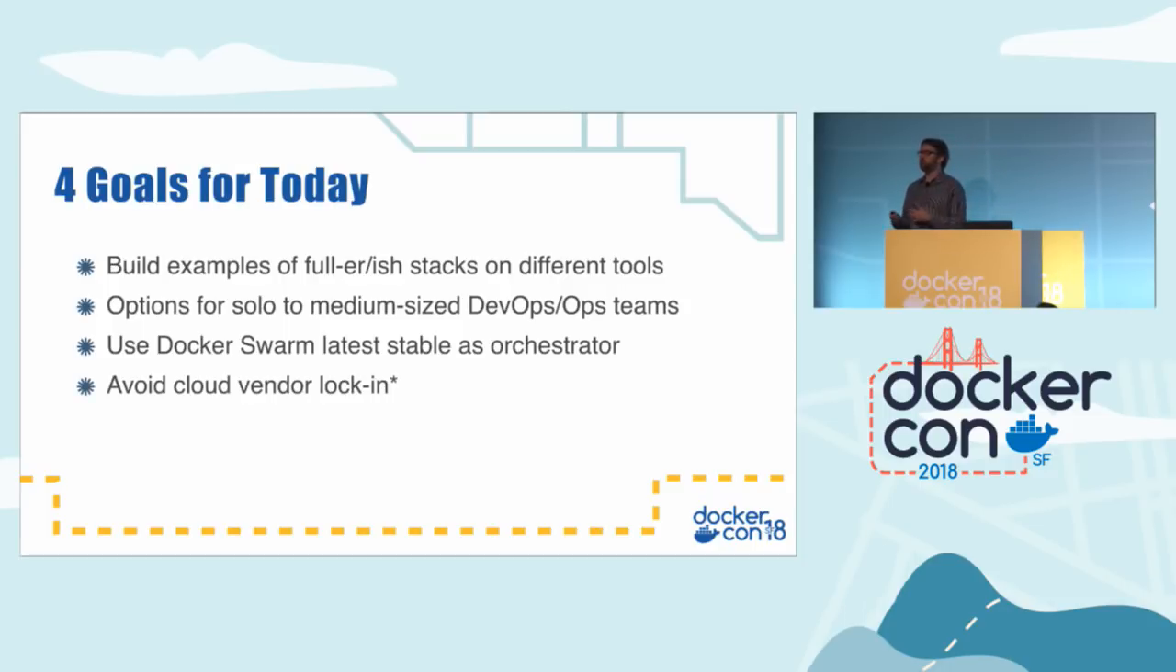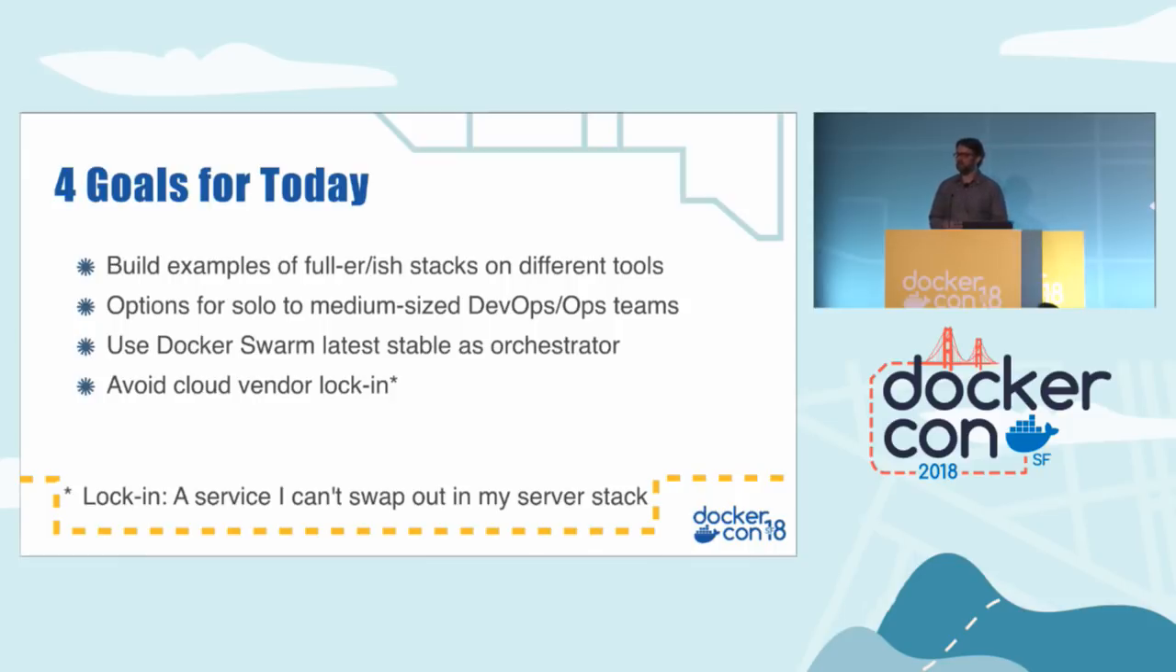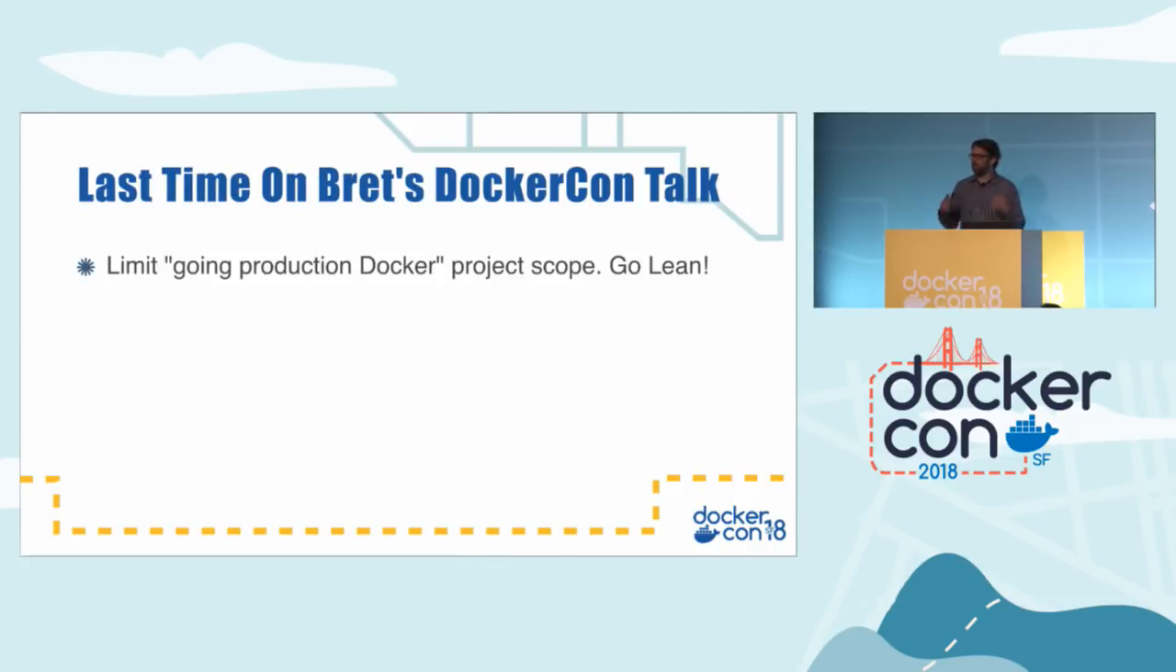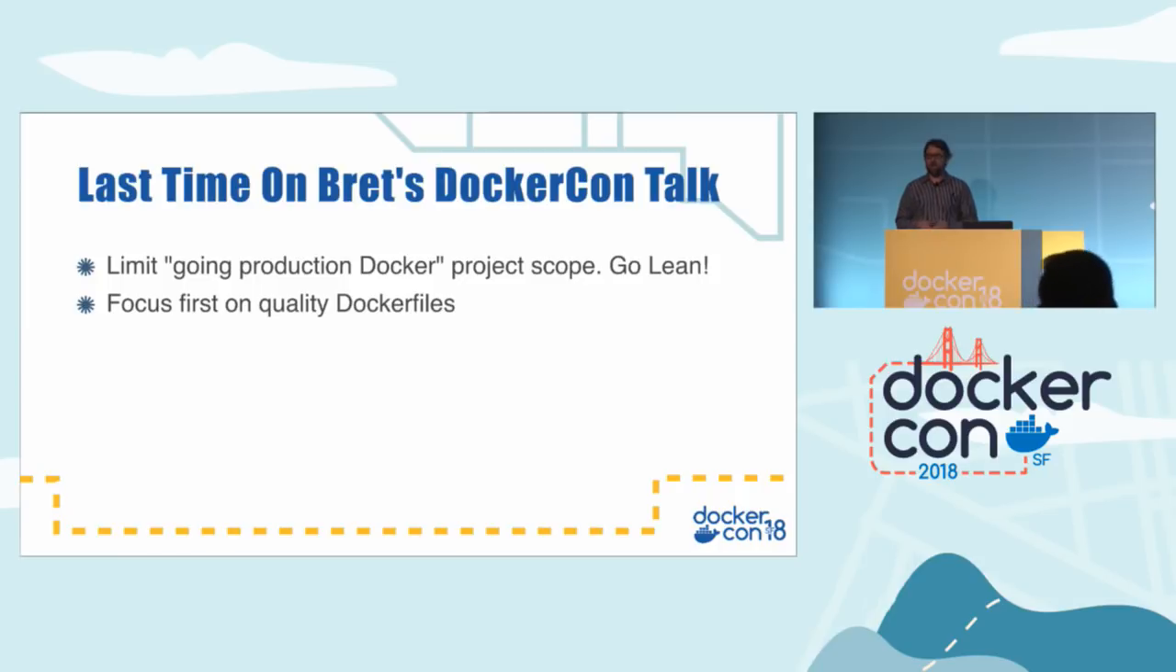And also a goal is always to, if you want to avoid cloud lock-in, we're going to try to do that. So any layer of the stack, we can swap that out for something else without a huge amount of disruption. And if you weren't here last time, my talk last year, just a real quick recap, that's in the slide link. It's a great resource to use as a precursor to this talk around going production, making decisions.